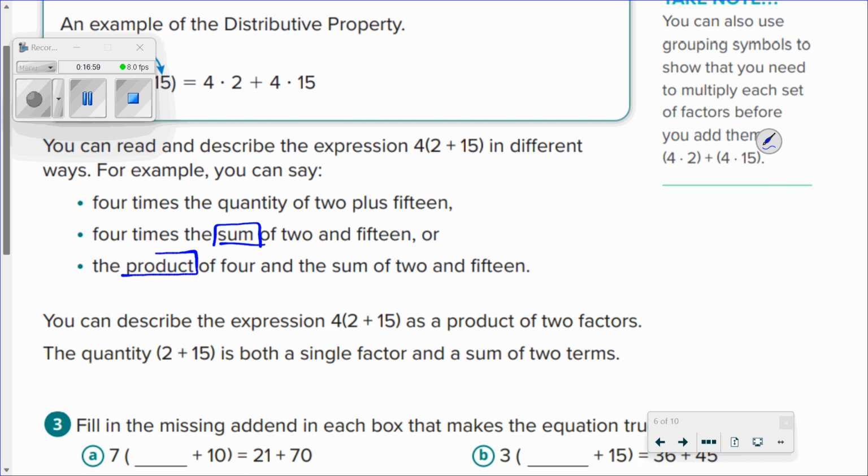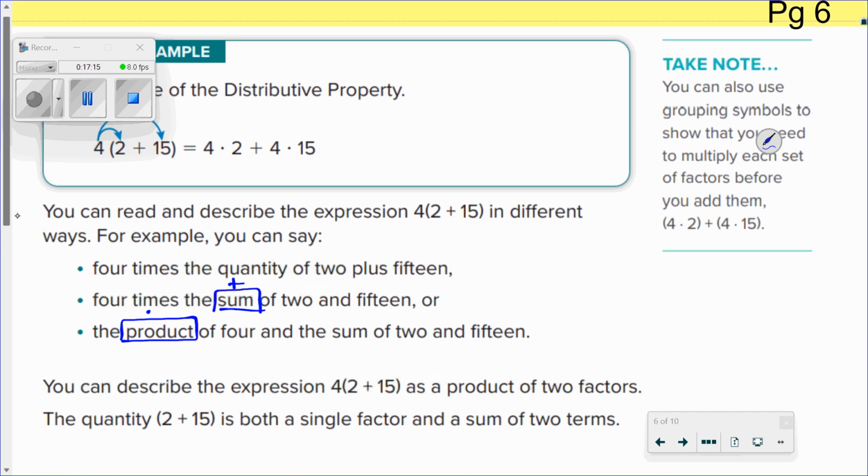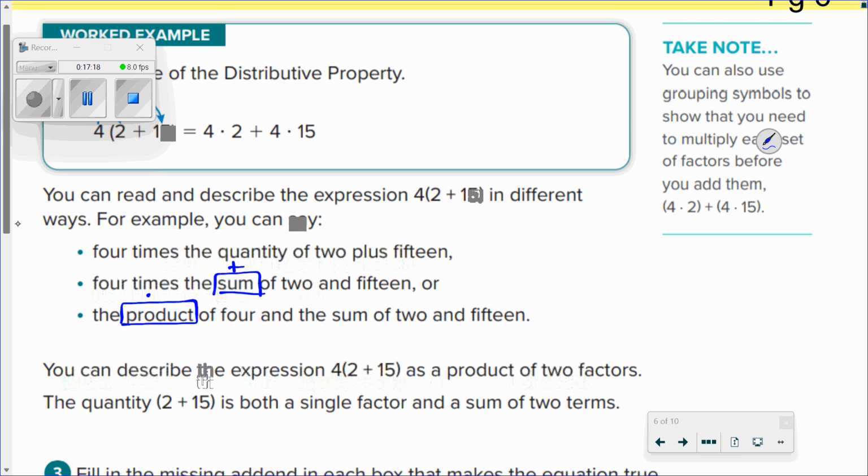Now we added another word. What does product mean? Multiplication equation, and this is addition. Make sense? And both of those operations are in this problem. So they're using the proper vocabulary.